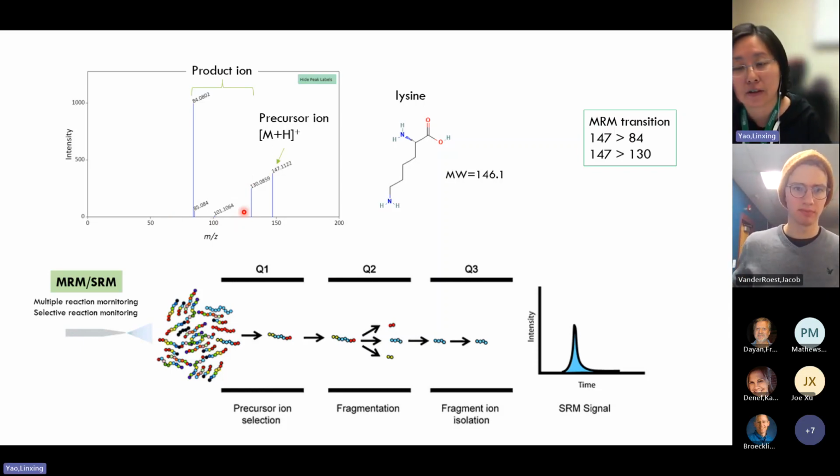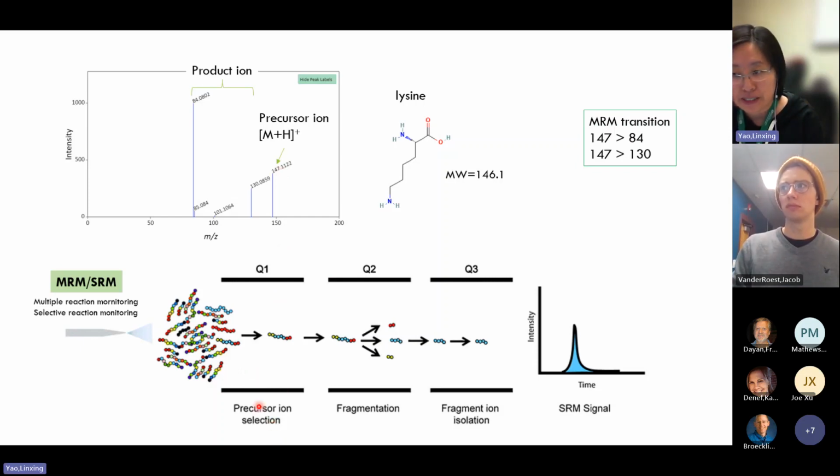You may have seen the terms MRM and SRM in publications. MRM stands for multiple reaction monitoring, also known as selected reaction monitoring. It's a very commonly used method for quantitative analysis when you use tandem mass spec. First, a complex mixture of ions enters the first quadrupole and is filtered based on m/z, corresponding to the precursor ion of the compound of your interest. In the case of lysine, it will be 147.